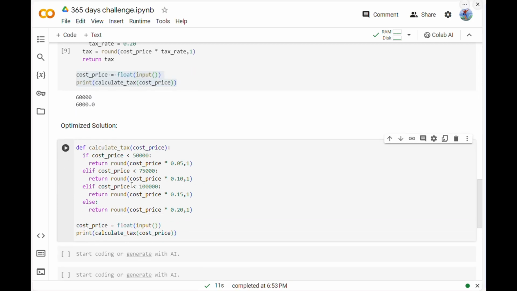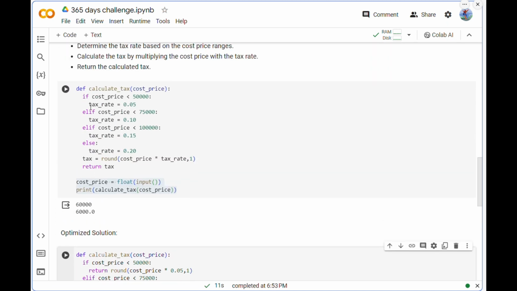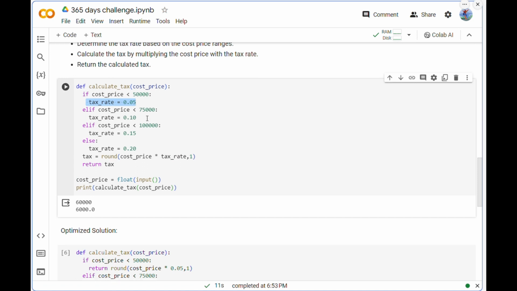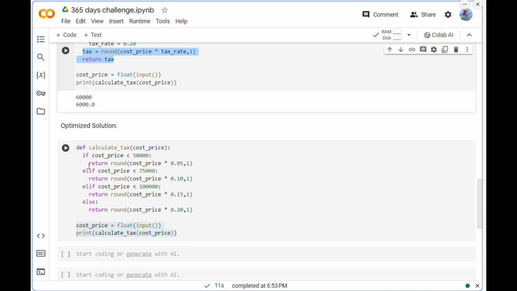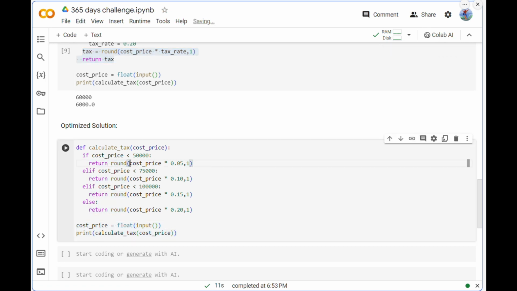So we have written our code. What we did is we kept things the same here. The only thing we did is remove the tax rate variable, and instead of calculating it at the end, we are directly calculating the tax, rounding it to 1 decimal point and returning it right there. So at this point, if a value is less than 50,000, it will directly charge the 5% tax and return the value. That's what we are doing.